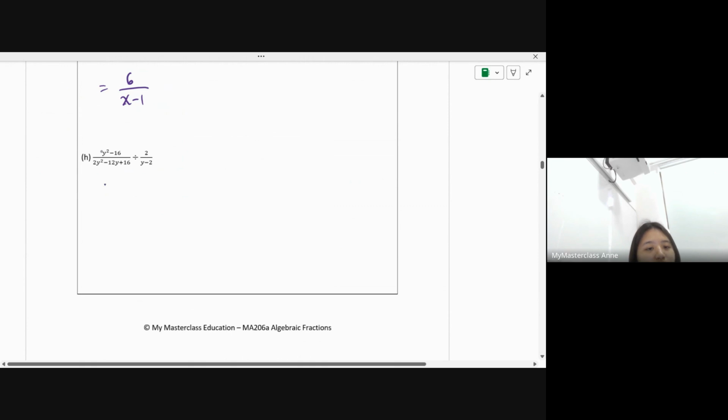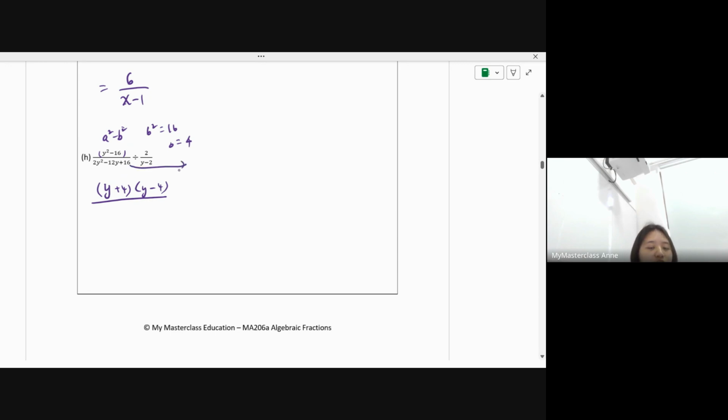Y squared minus 16. How do we factorize it? Basically it's just a squared minus b squared. So a squared minus b squared equals 16, so b is equal to 4. So I have y plus 4, y minus 4 divided by 2y squared minus 12y plus 16. Same thing, it is a quadratic function. We can try to factorize it, but before we factorize it, we take out the common factor first, which is 2.